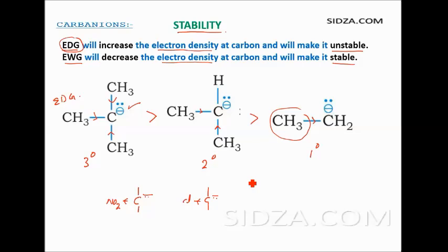That's why the stability order, the decreasing stability order is, right? So the primary is more stable than secondary, than the tertiary. So you can say the decreasing order of stability.